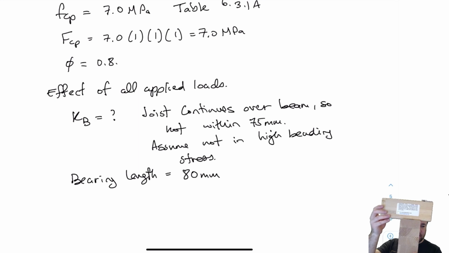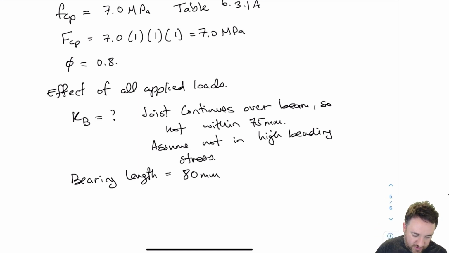These are approximately the same size as the members that we're using here, except that it would be a 2x6 instead of a 2x4. The bearing length of the beam pushing up on the joist goes along a bearing surface this long, right? This long along the length of the joist. So that's 80 millimeters in our case. So that's the number I'm going to use.